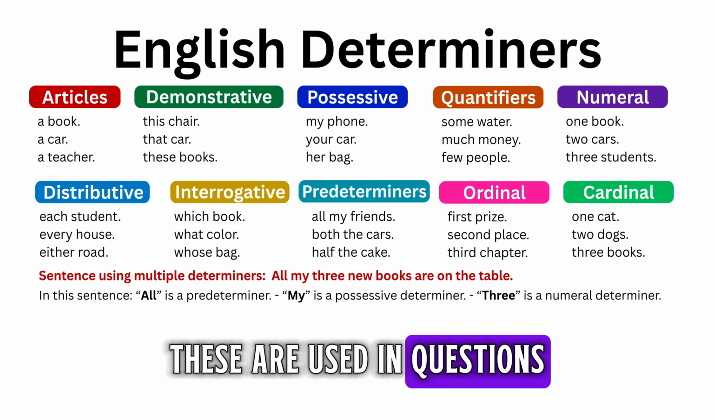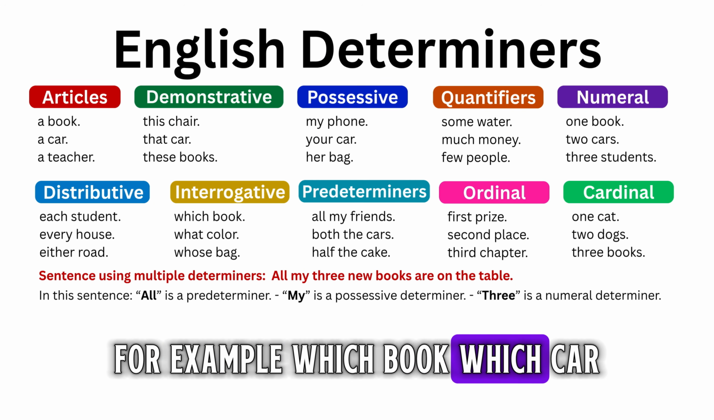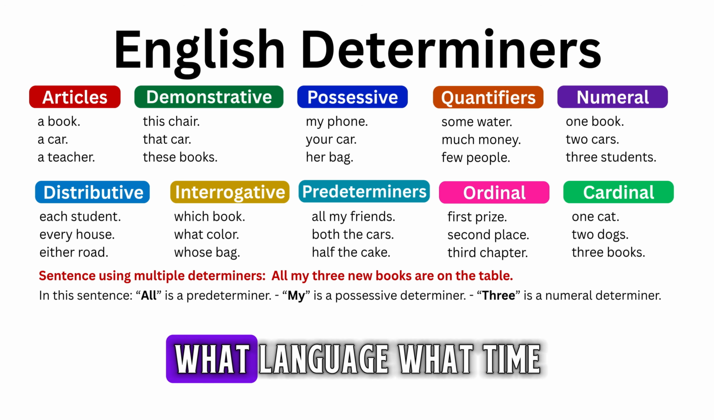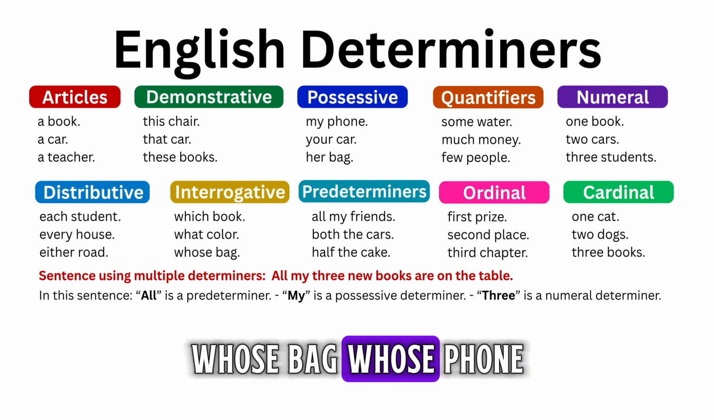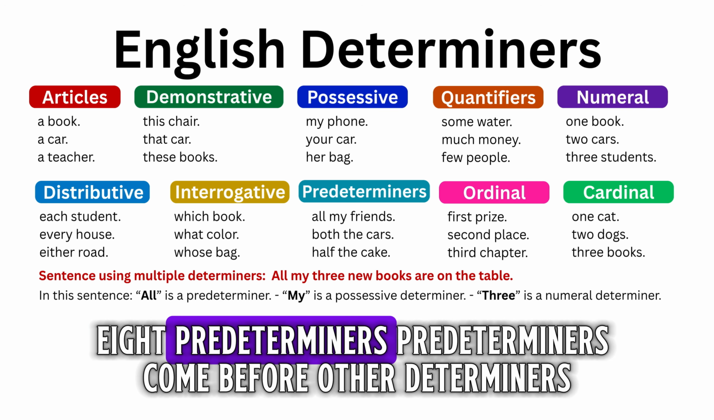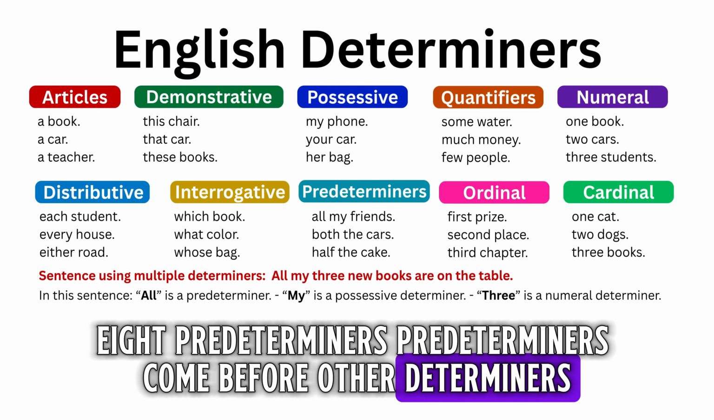7. Interrogative determiners. These are used in questions. For example, which book, which car, which student, what color, what language, what time, whose bag, whose phone, whose jacket, which house.